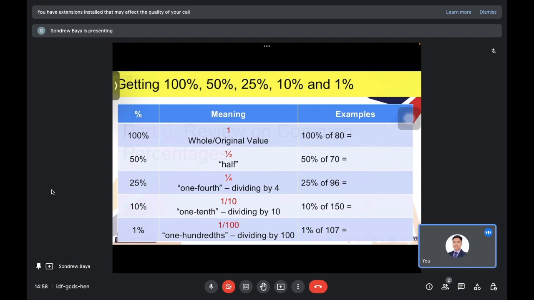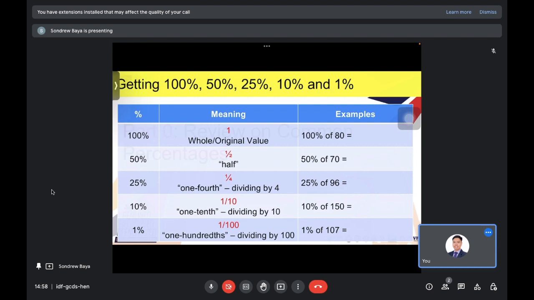So I'd like you to be familiar with these because we will be using this in order to find the other percentages. So recall 100% is equivalent to the whole or the original value. 50% is equivalent to half the original value. 25% is just 1/4, meaning it's the same as dividing by 4.